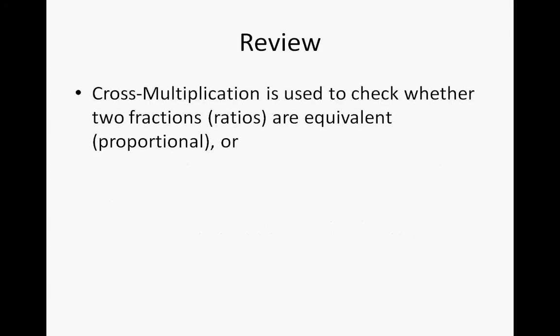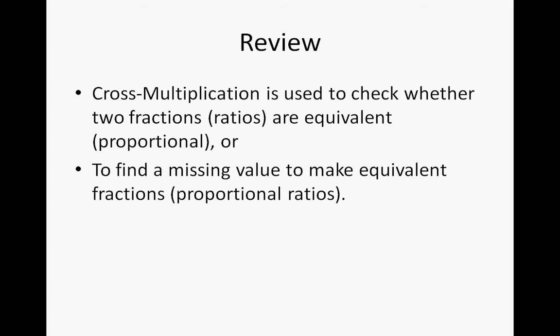And we know that we use the cross multiplication theorem to check whether two fractions, or again ratios, are equivalent or proportional. So again, this is used with fractions and ratios, because they're all set up very similarly. Or if we're not checking to see whether they are equivalent, we can use the cross multiplication theorem to find a missing value that will make an equivalent fraction or proportional ratios.